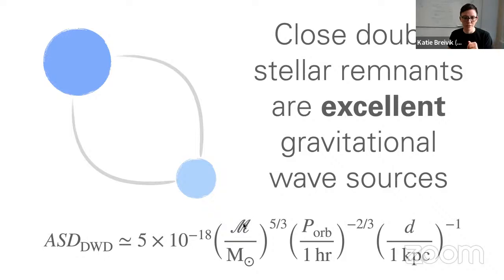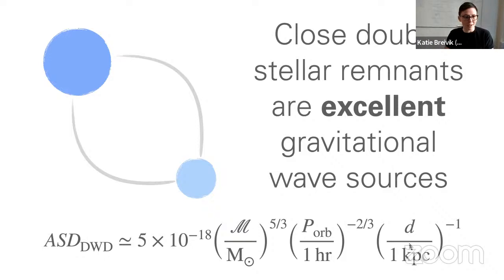It is a function of the chirp mass of the binary, which is a combination of the two masses in the system, the orbital period and the distance. And you can see here that number, 5 times 10 to the minus 18 for hour-long orbits within our galaxy. That's going to put you on the LISA sensitivity curve.